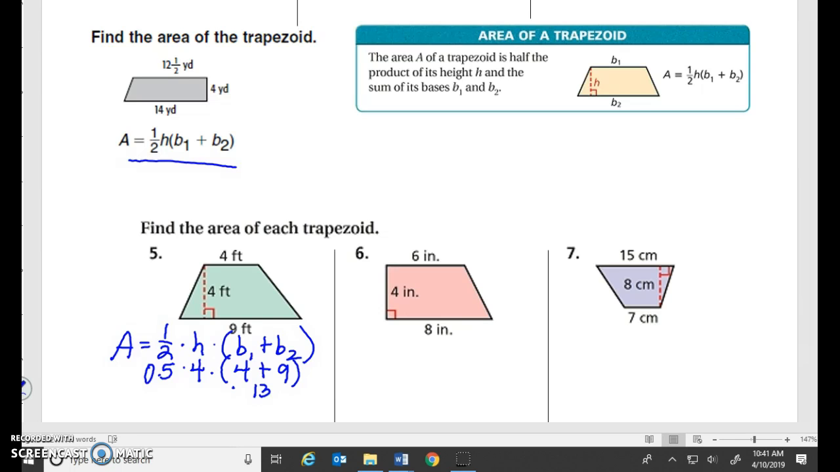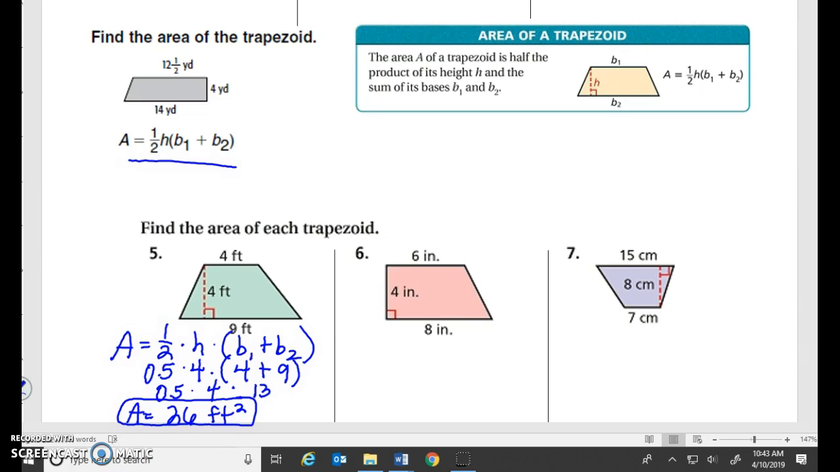Okay, so I have my 13 and I'm going to bring everything else down. So now I have 0.5 times 4 times 13. And now I'm ready to multiply. Go ahead and multiply, and we do left to right. However, just so you know, when you look across your problem, if all of them are multiplying, you can really do it in any order you want, as long as you're multiplying all the way across. Okay, so on 5, you should have ended up with 26 feet squared.